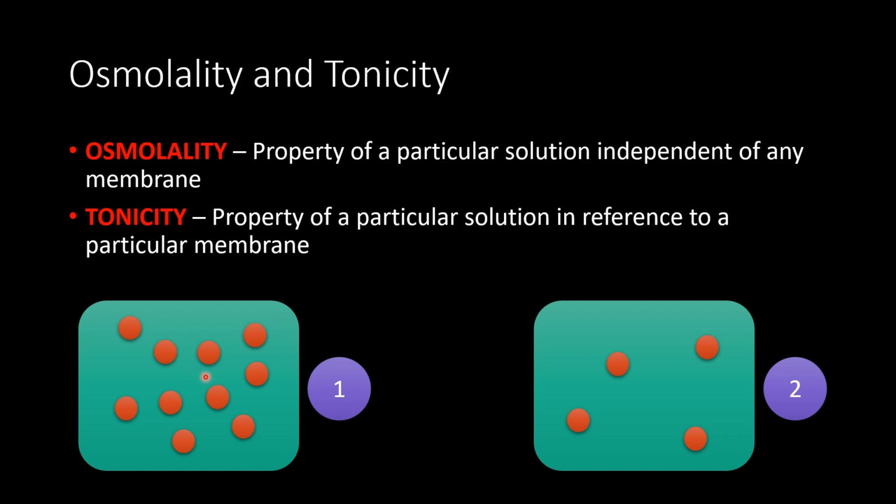For example, if you see type 1 solution here and type 2 solution here, I don't tell you about the membrane properties. I just ask you what the osmolality of these two solutions is, or which solution has higher osmolality. If you see, solution 1 has a higher concentration of solutes, solution 2 has a lower concentration of solutes. It simply means that solution 1 has higher osmolality, solution 2 has lower osmolality. That is all. But coming to tonicity, tonicity refers to the property of a particular solution in reference to a particular membrane. What does it mean? We'll come to that.